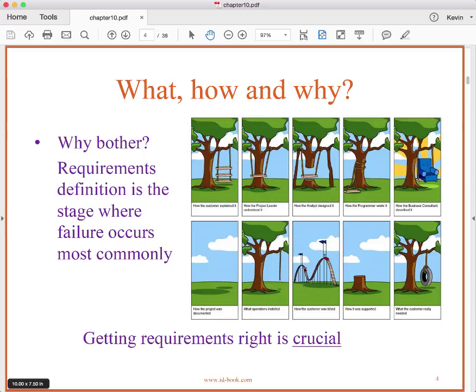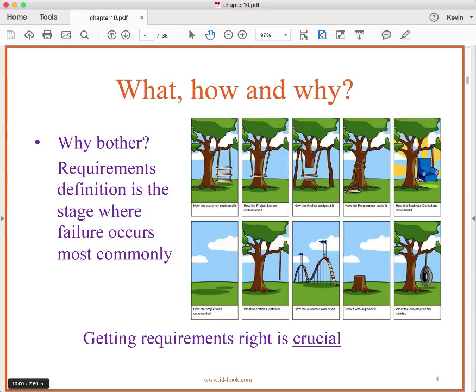What the operations people installed, just a rope, the bare minimum. How the customer was billed, it looks like an amusement park ride that must have been built a lot. How it was supported, like a stump. I guess we don't give a lot of support to stumps. And what the customer really needed, a tire swing.